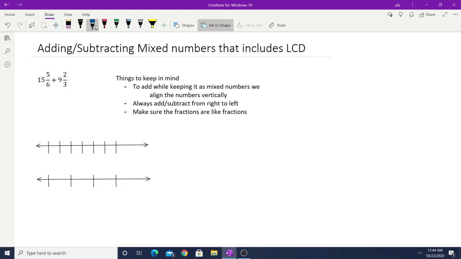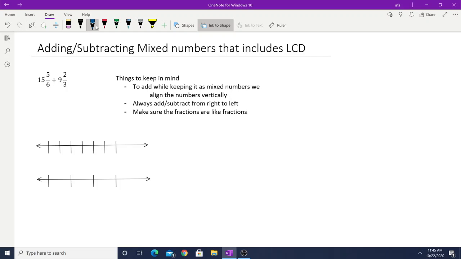So before we go ahead and get started, some things to keep in mind when we add or subtract while keeping it as mixed numbers. We align the numbers vertically. The way we write it makes a big difference. So to make sure that it's easy for us, we want to write it out vertically. You could also do it writing it out horizontally the way the question is given to us. But when we're actually doing the addition or subtraction, if we were to write it out vertically, it just makes it much easier.